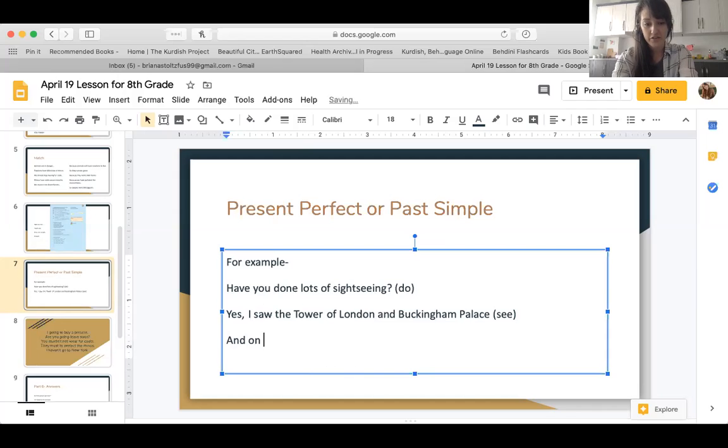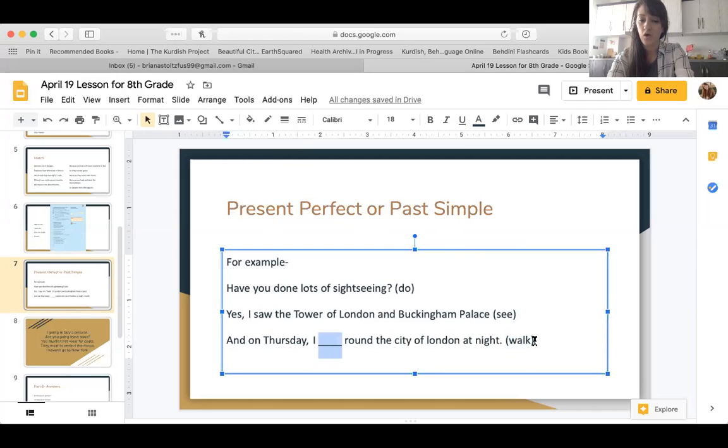And on Thursday, I around the city of London at night. And our verb is walk. How do we put this into present perfect or past simple? Past simple. And what do we put here? Walk becomes walked. Walked. Repeat after me. And on Thursday, I walked around the city of London at night.